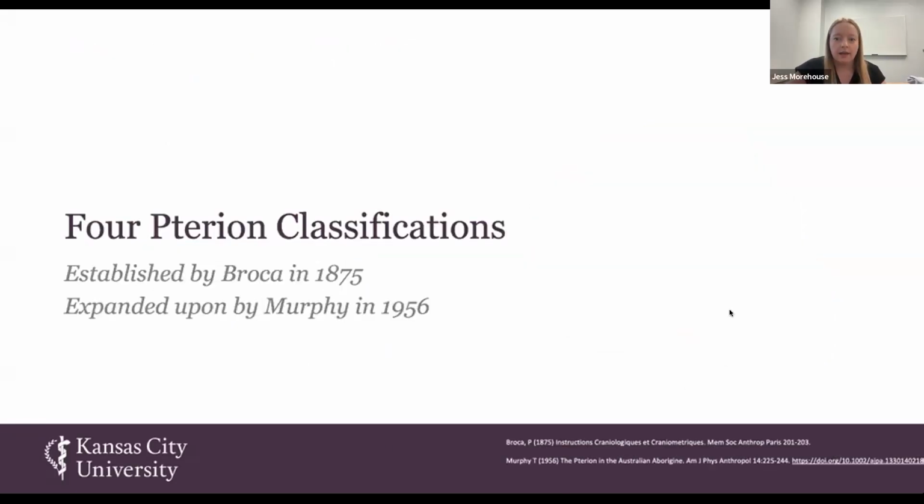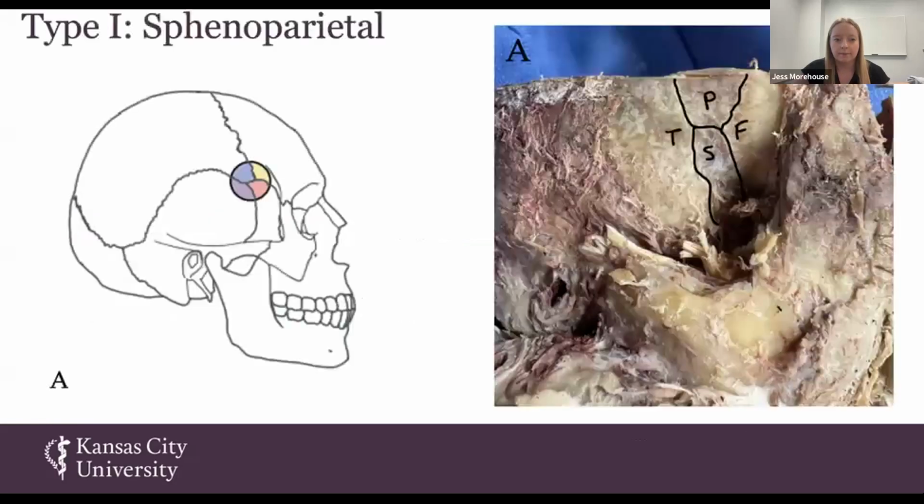As it turns out, the H-shaped Pterion that we're taught about in anatomy is one of 4 classifications. Morphological variation of the Pterion was first established and classified by Broca in 1875 and further expanded on into an actual classification system by Murphy in 1956. Each of these 4 classifications differs based off of which of the bones are in direct contact with each other and forms the majority of the suture.